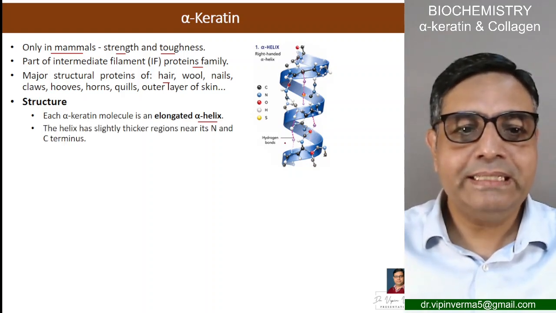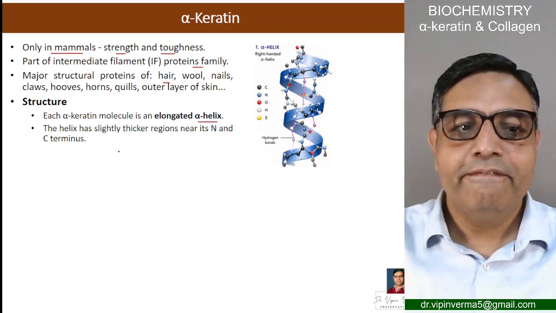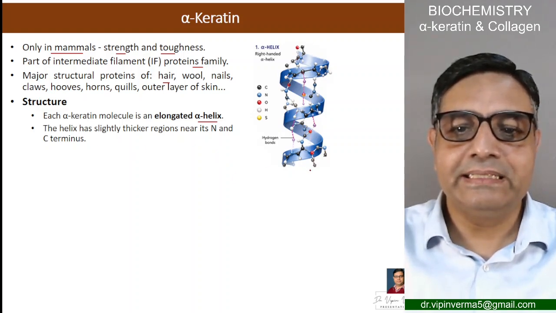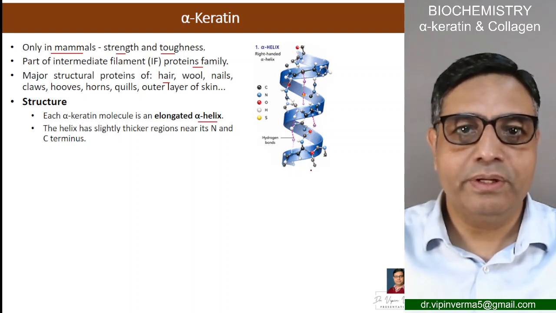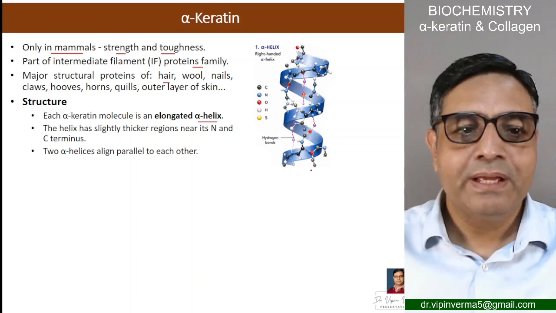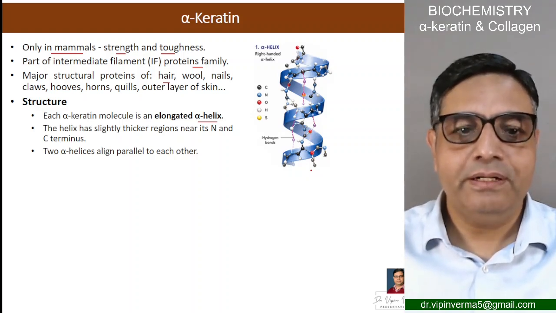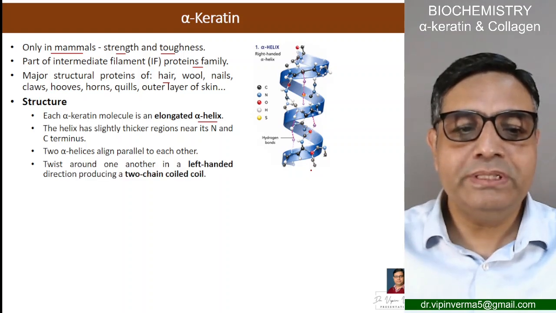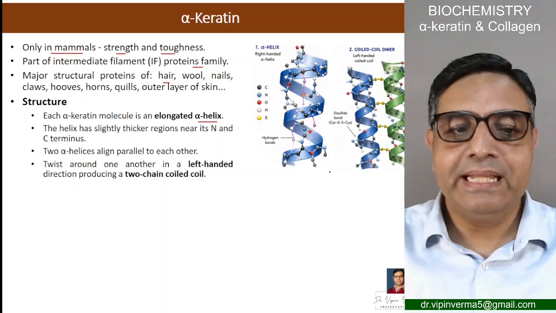Now the helix has a slightly thicker region near its N and C terminal. So when we see the N and the C terminus, you will find that they are slightly thicker because of the structure. Now two alpha helices align parallel to each other, and they twist around one another in a left-handed direction, and that produces a two-chain coiled coil.